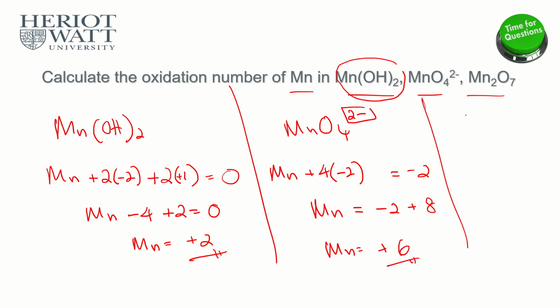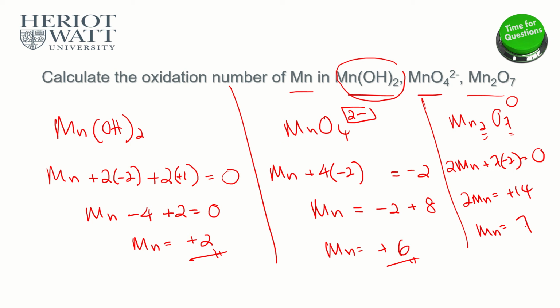And the last one, Mn2O7. What is at the top right corner here? Nothing, so it equals 0. Don't forget you have a 2 and a 7 here; we have to account for them. So 2 manganese, which is unknown, plus 7 oxygen, which is -2 times 7, equals 0. So 2Mn equals positive 14, you bring it over, and then manganese equals 14 divided by 2, which gives positive 7. So that is the oxidation number of manganese in Mn2O7.